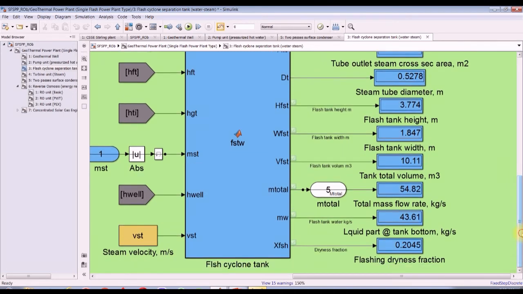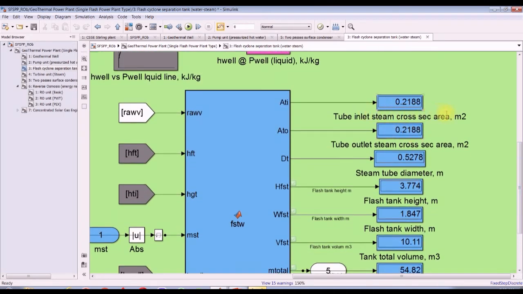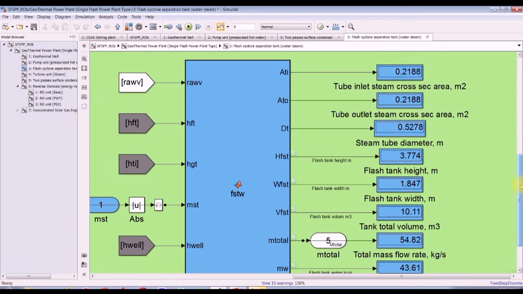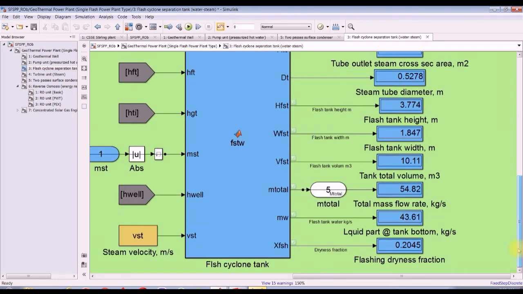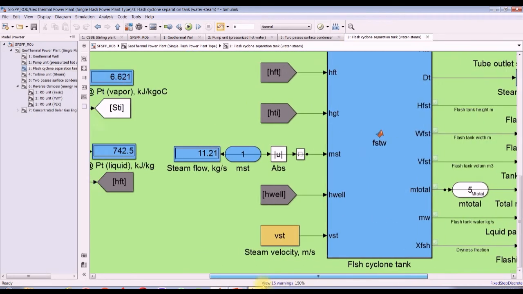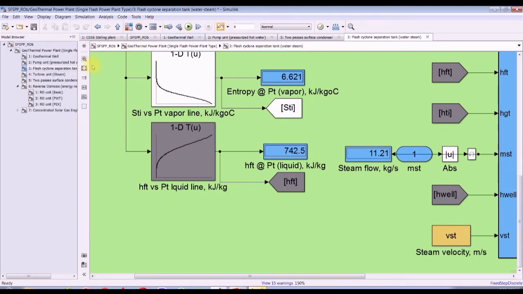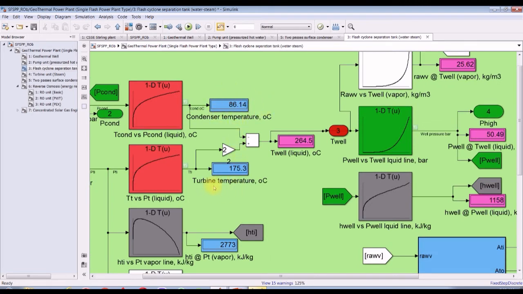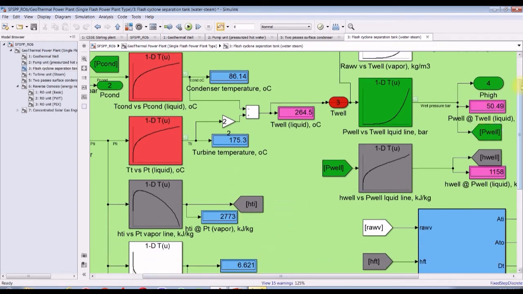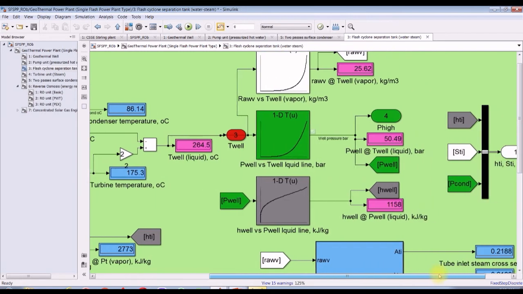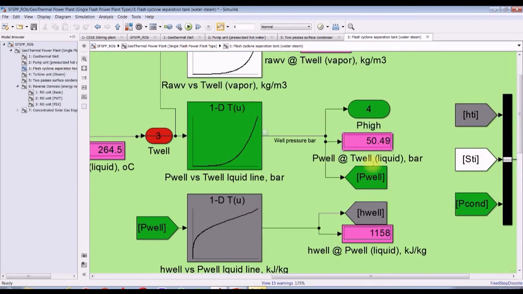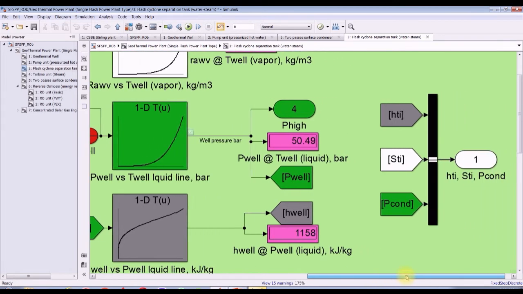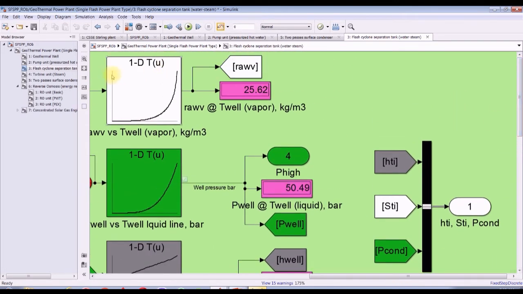Liquid. Okay, and you can discover the tube diameter, flash cyclone height, volume, mass, total mass, and so on. It's a design here. Sure, you can discover some entropies. This is condenser temperature. This is turbine temperature, and enthalpy, entropy, and this is pressure. Well pressure, I'm sorry, this well pressure. This is well enthalpy, okay, and then density.